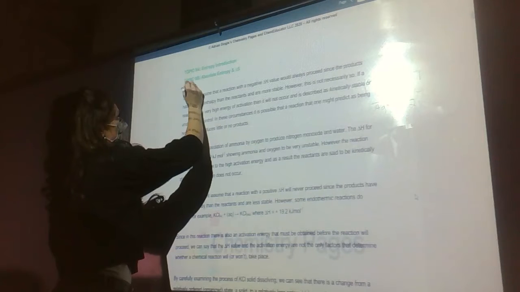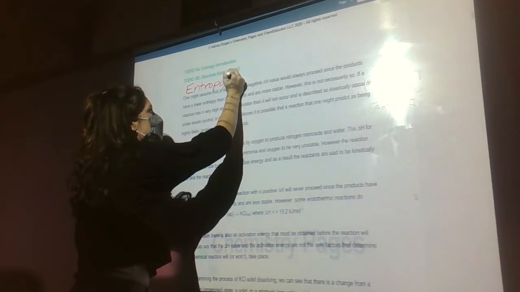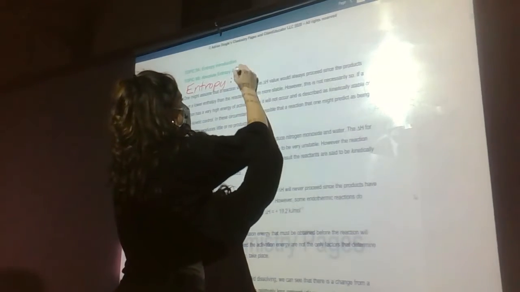So, enthalpy, remember, is energy, the change in energy, joules per mole. This starts with entropy. And the best definition I can give you for entropy, which is a very abstract concept, is the disorder of a system.